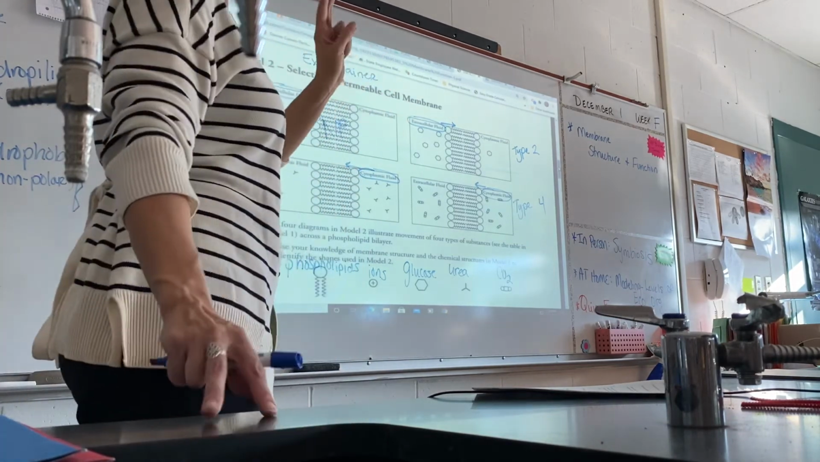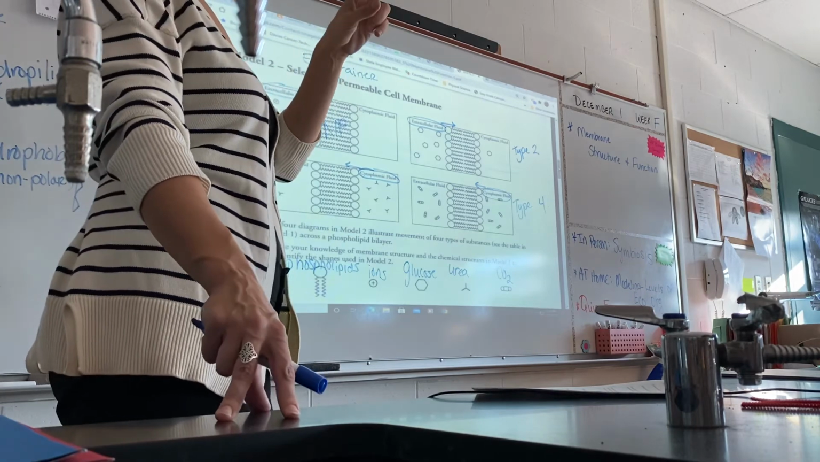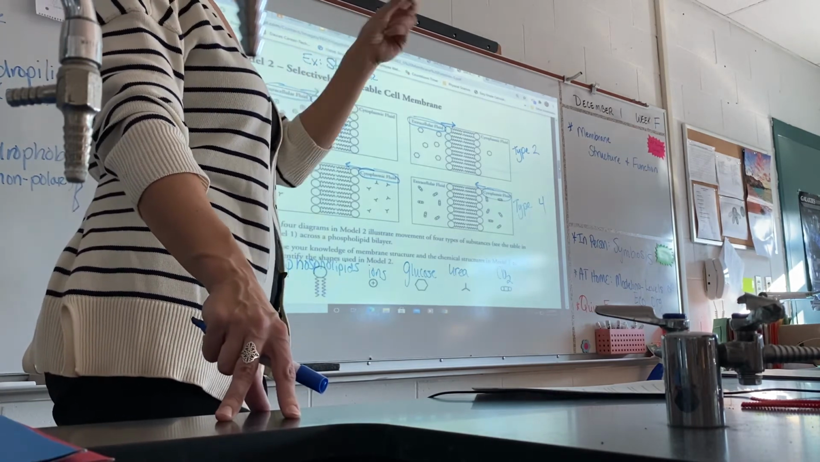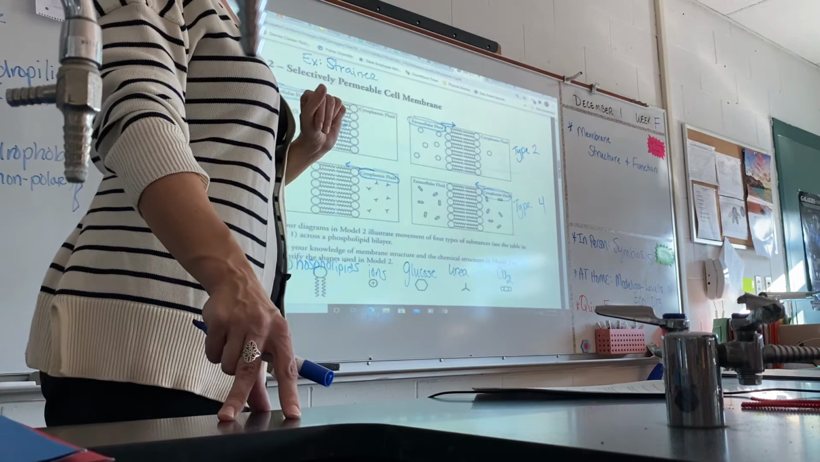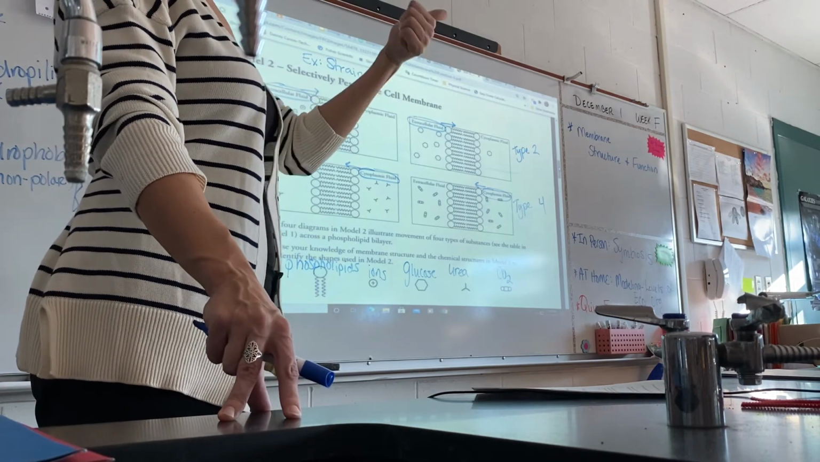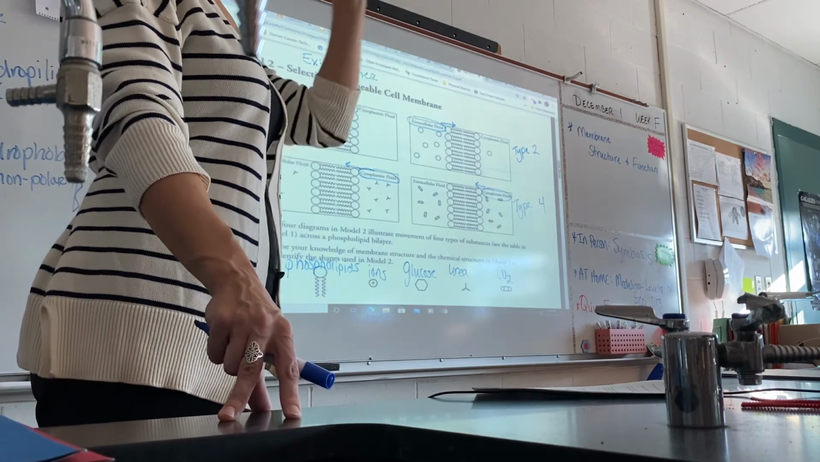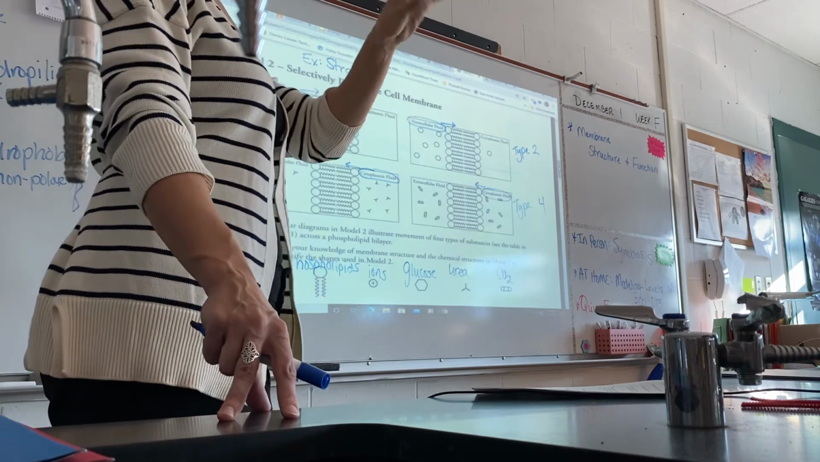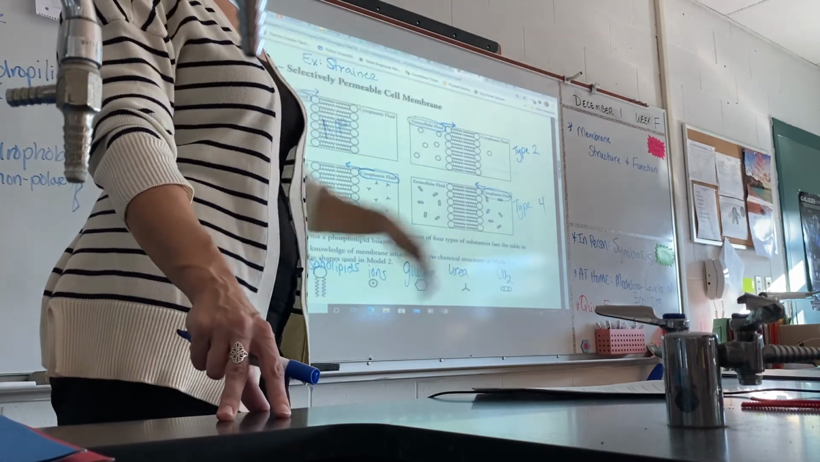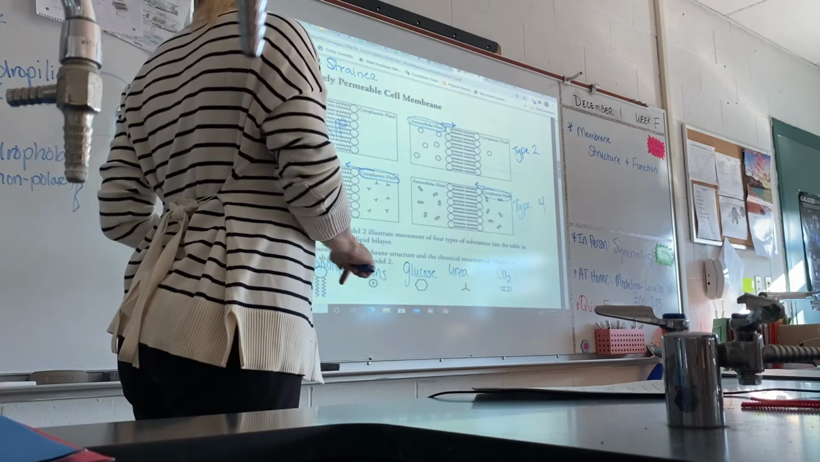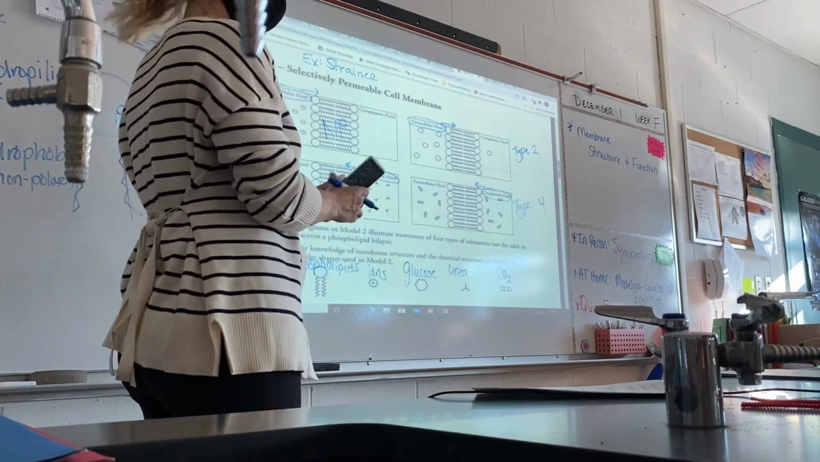And what are the 2 properties of molecules that determine whether they can pass through or not? Their size and if they're non-polar. So size and polarity is what determines whether a molecule can get through or not, okay? Very good.